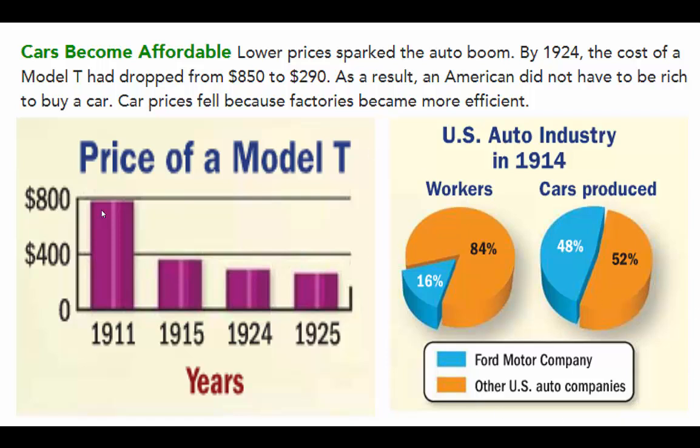And as you can see here, this shows you the bar graph of the price drop, and then this pie graph shows you, notice, Ford only had about 16% of the workers in America in 1914 that worked in the auto industry, and yet they were making nearly half the cars. That's amazing efficiency for Henry Ford.